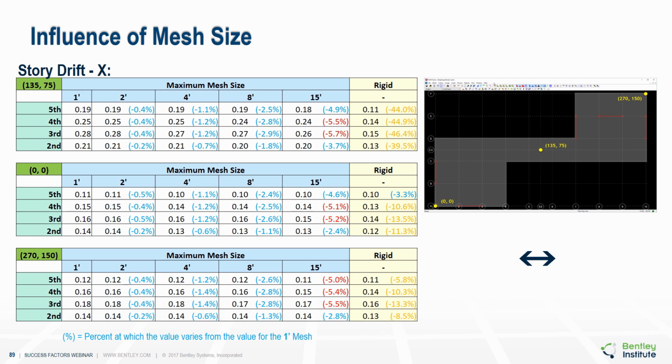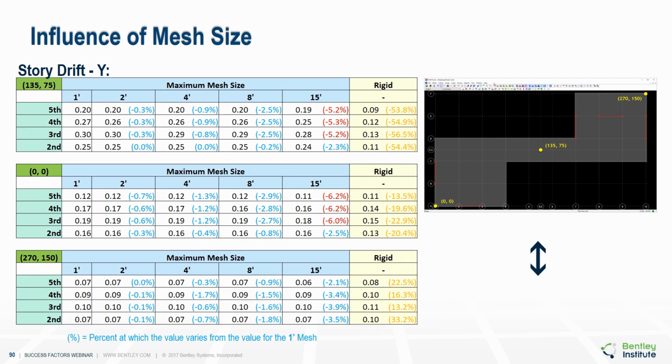Again, we see that some of the drifts, if you use the 15-foot mesh, exceed those of the 1-foot mesh by 5.5, 5.7%. So this is the impact that the mesh size has on the drift calculations in this structure. And I do the same thing for the drift in the y direction. And here now at the center point there, we see some differences of up to 6.2%.